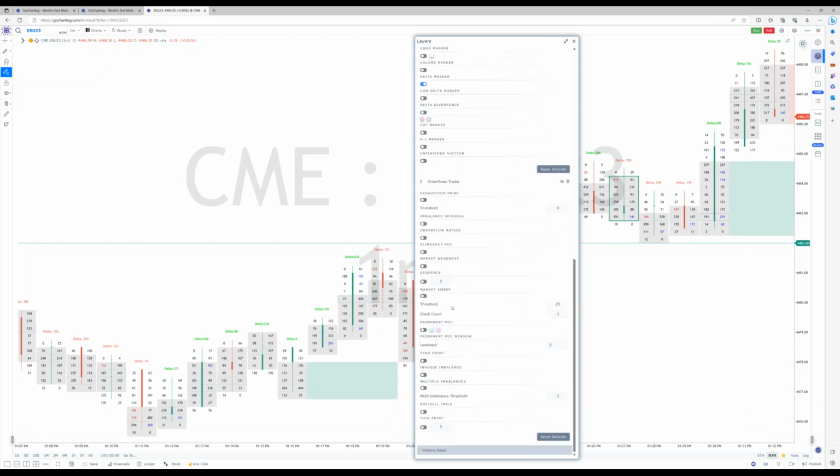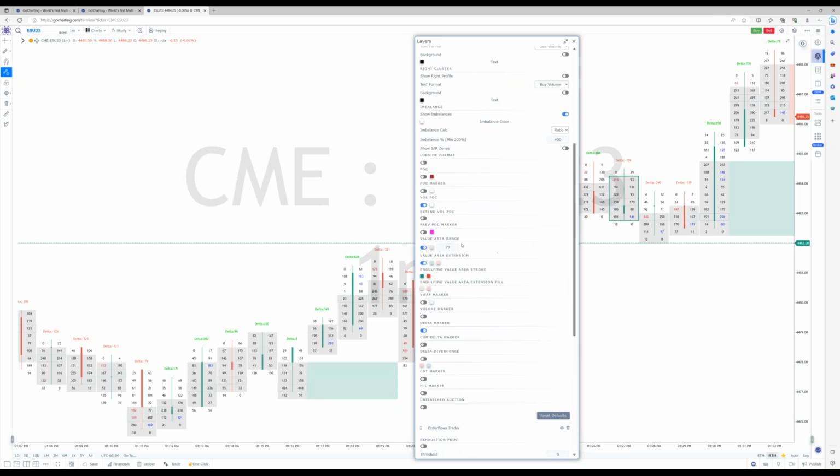Now let's jump into the actual Orderflows trader platform. What they've done is they've incorporated the value areas. In the past, they didn't have the value areas on here as part of their main cluster chart, but it's really such an important part of my trading. So I'm happy to see that they put it in there.